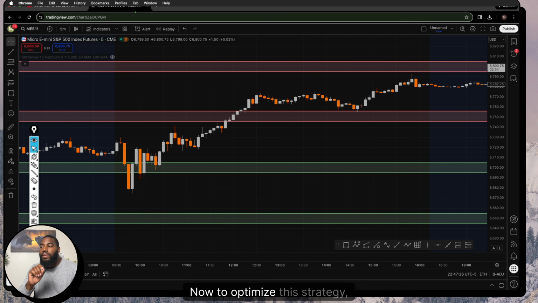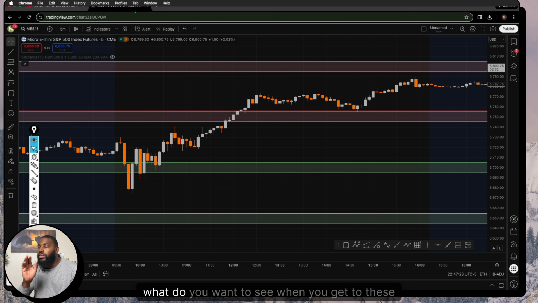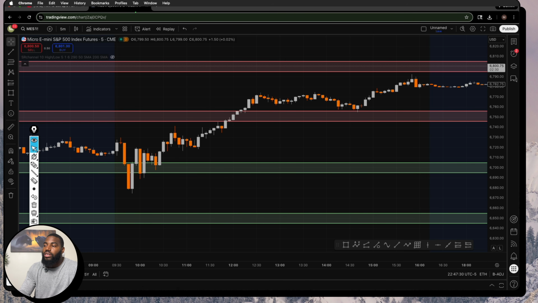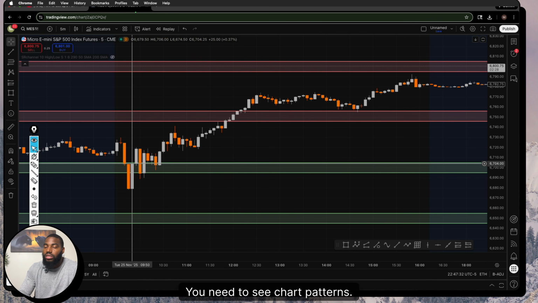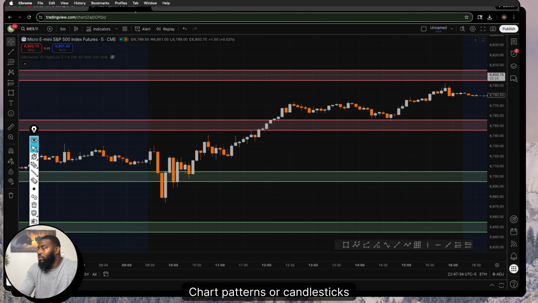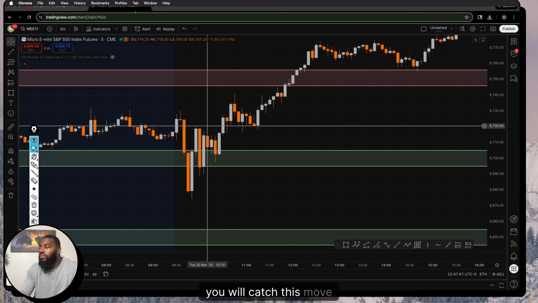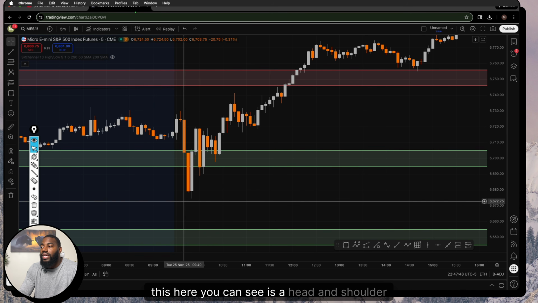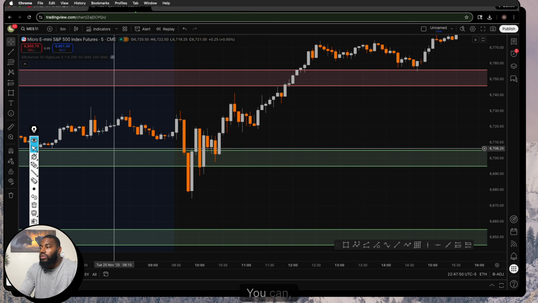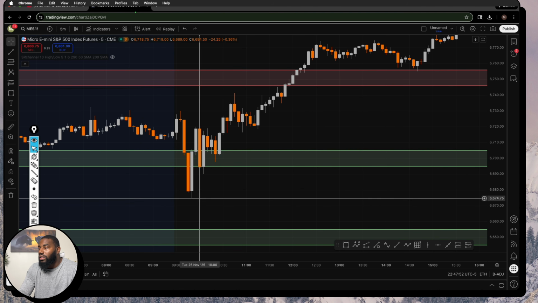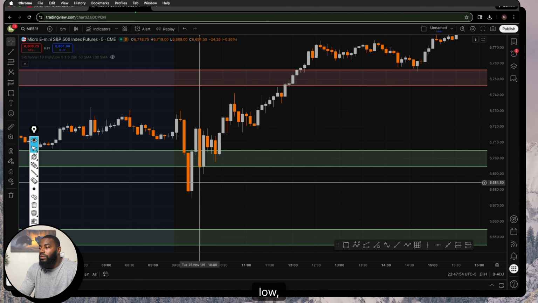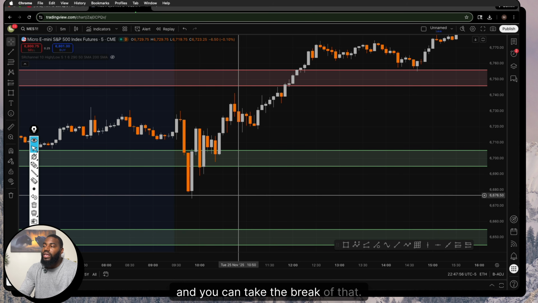Now, to optimize this strategy, what do you want to see when you get to these zones? You need to see chart patterns or candlesticks. If you're patient enough, you will catch this move. You can see it's a head and shoulders pattern going on. You have lows, lower low, higher low, and you can take the break of that.